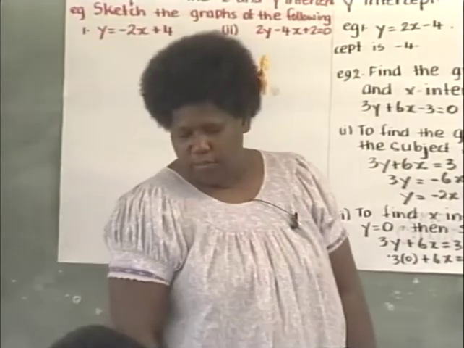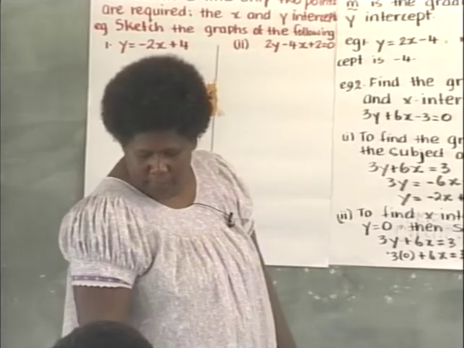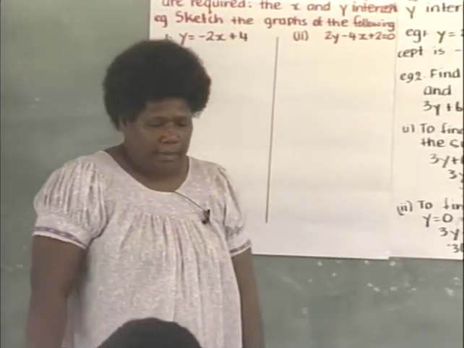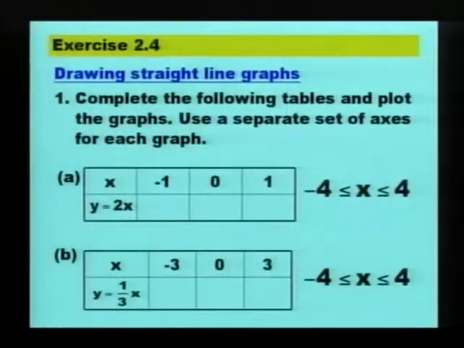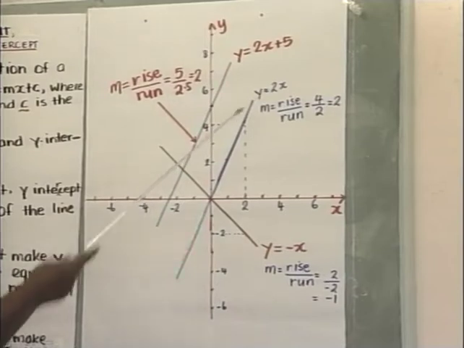Right, next thing you are asked to do is to work out the gradient, which is using rise over run, read off the y-intercept, and then compare the values of m and c with the equation of the straight line. Okay, so that we can do a little bit more. I've actually got the lines, I think, for A, B, and C on the board. Okay, we'll have to go back and see. Line A is y equals 2x, all right, which is this line. You can compare with yours, which is this line, y equals 2x.